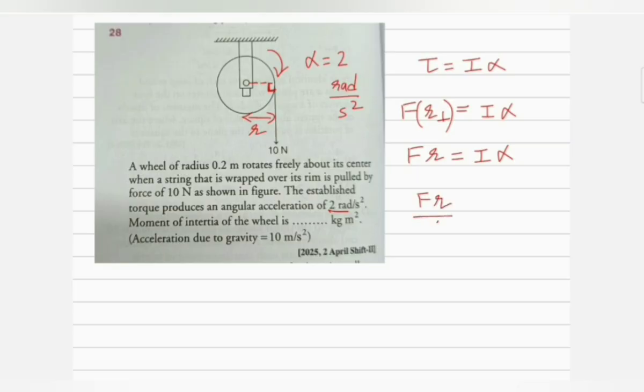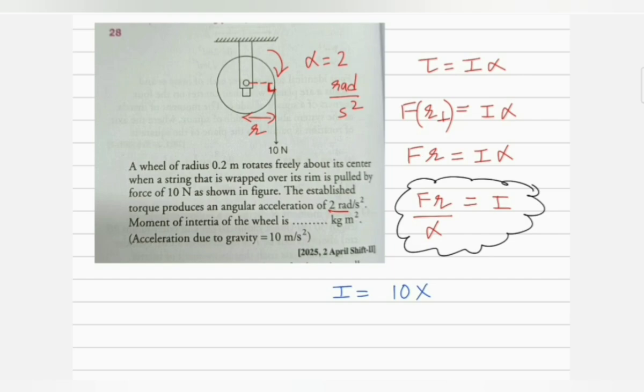So Fr divided by alpha can give you moment of inertia I, obvious. Now let's substitute those values here. Moment of inertia I, students, will be Fr by alpha. What is the value of F? Yes, 10 Newton multiplied by R, radius is 0.2 meter, divided by alpha, which is 2. So this will give you, students, 2 by 2, that is 1. Yes, moment of inertia is 1 kilogram meter square.